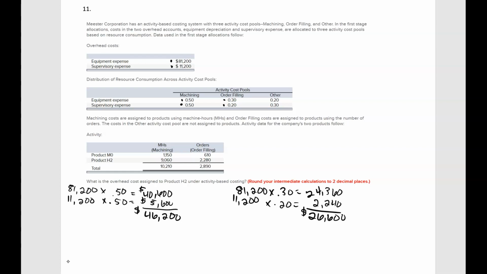Okay. Now we're going to use these figures to figure out what the price is per machine hour and per order filling. I think I need more room, so I'm going to do it up here. For machining, we'll take the 46,200 we just calculated, and divide it by 10,210 machine hours right here. Per unit, we get $4.52.